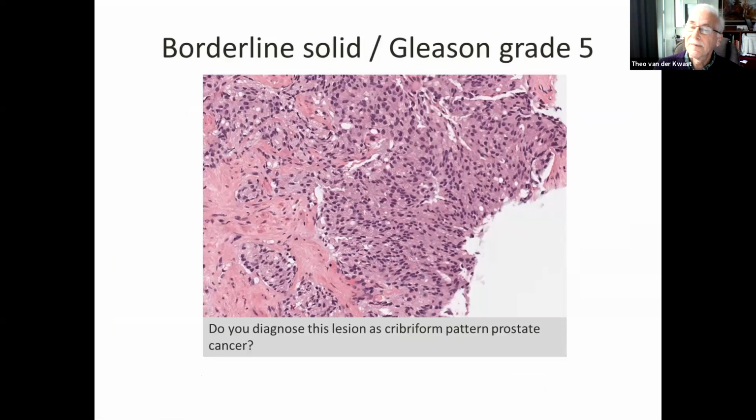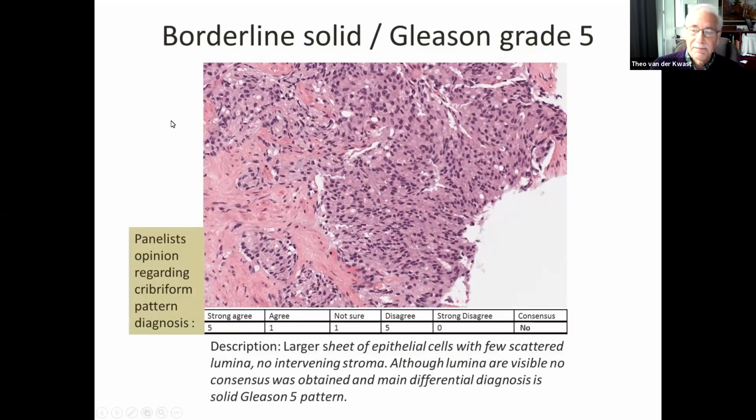The next one, what is your diagnosis? Do you diagnose this lesion as cribriform pattern prostate cancer? You have a few seconds to think about it. There was no consensus, maybe a bit surprising. There was no consensus among the panelists. The six panelists would agree with cribriform pattern, one was not sure, and 5 disagreed with the diagnosis.